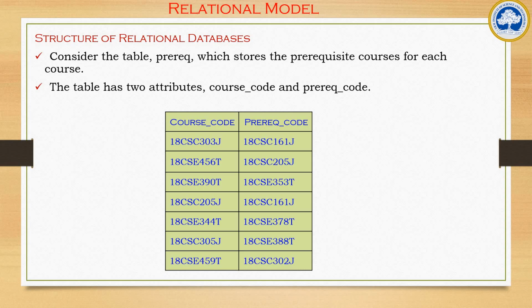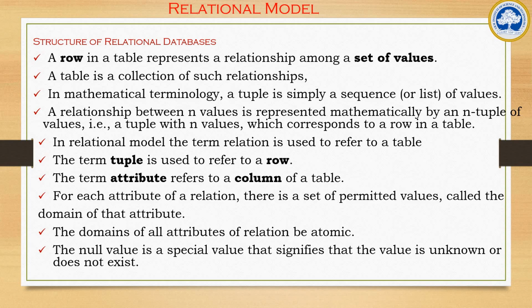Similarly, if we have any prerequisites for these courses, we maintain them as additional attributes. So a row represents a relationship among a set of values. A table is a collection of such relationships only. The term tuple is often used to refer to the rows. The term attribute refers to a column of the table. The domain of all the attributes of a relation should be atomic. Sometimes the values accept null values. That is in special cases, when the value is unknown or doesn't exist.